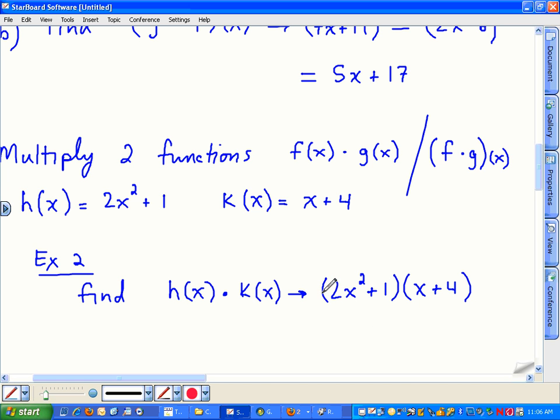Gotta be a little careful here, though. What is 2x squared multiplied with x? 2x cubed. Yeah, 2x to the third power. So that's 2x cubed, and then 2x squared multiplied with the 4 is 8x squared. And the 1 times the x is just x. And then 1 times 4 is 4.